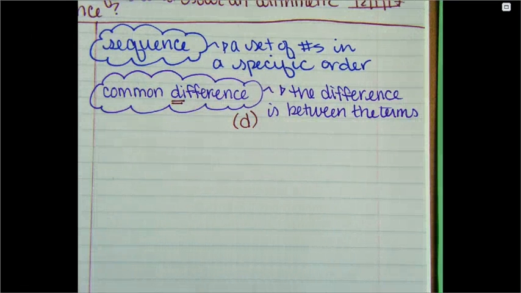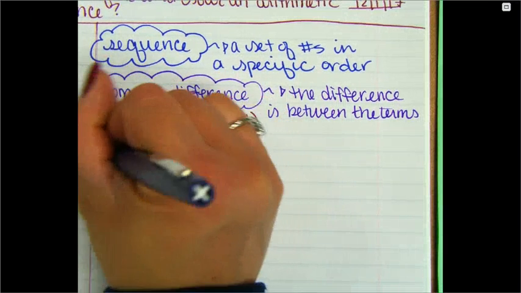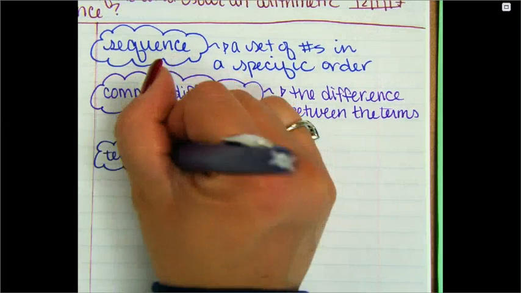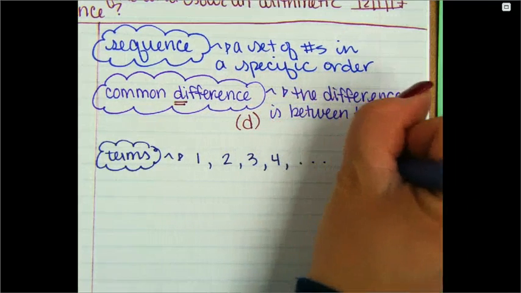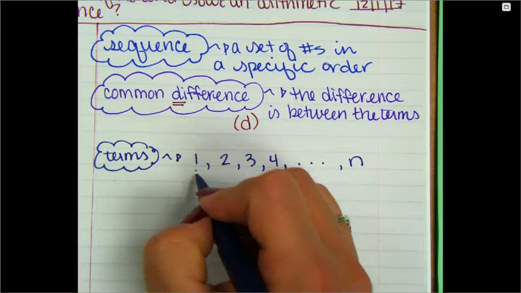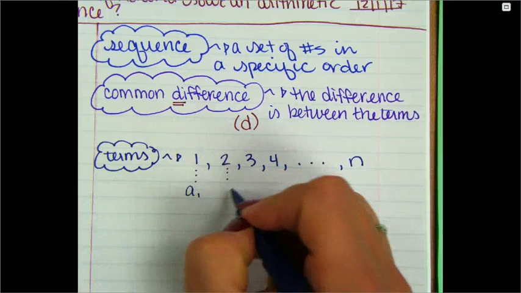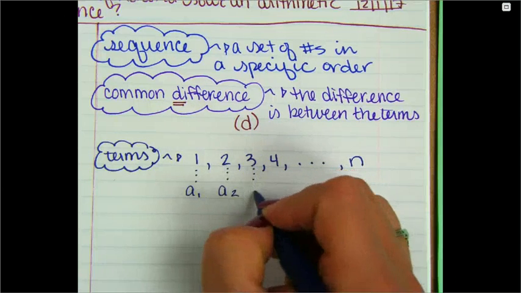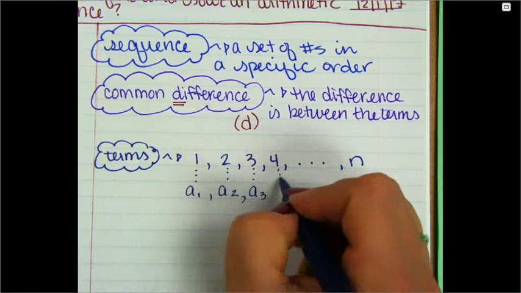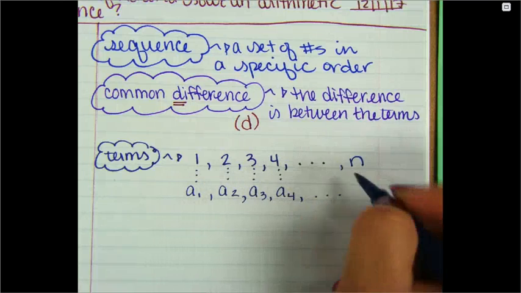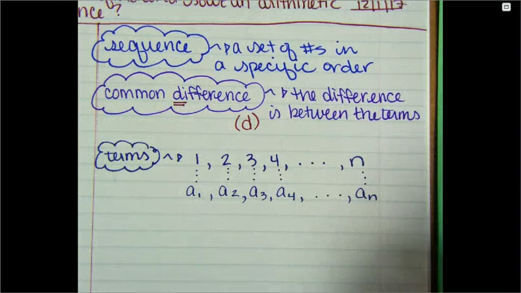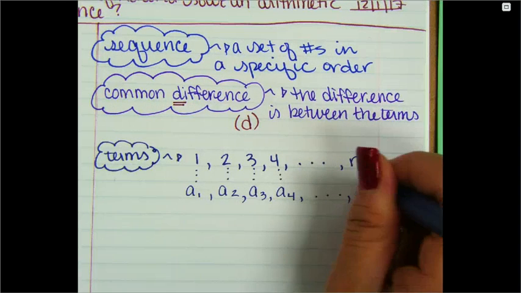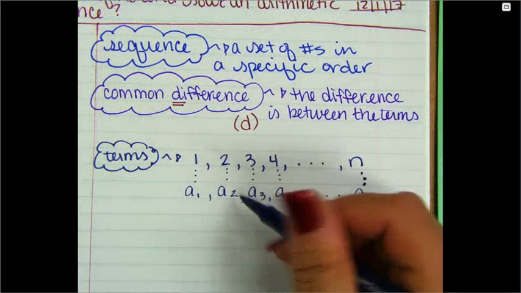We know the terms, right? How do we count the terms? First term is represented by what? A sub 1. Second term? A sub 2. Third term? A sub 3. Fourth term? A sub 4. What about the nth term? A sub n. That's its spot.